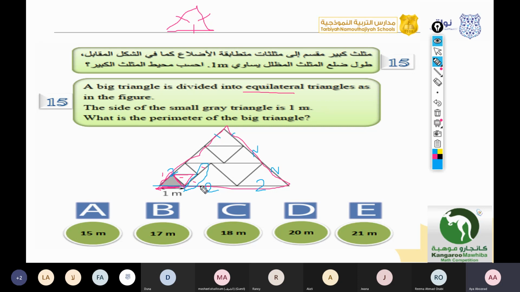So this side equals how many? 5. Yeah. 5 times 3 equals? 15. Good job. So it's A. Now tell me in the chat box, because time is up. Thanks for today. Just tell me your points to give the gold medal to whoever collected the greatest points.